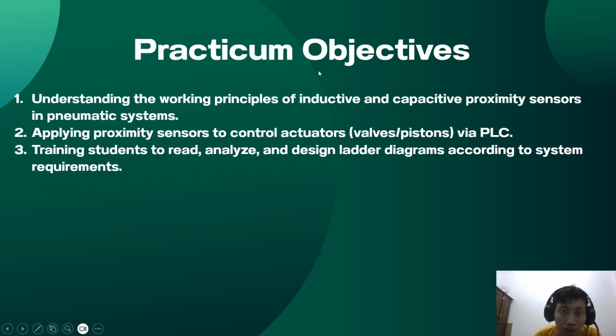Okay, practicum objective 1. Understanding the working principle of inductive and capacitive proximity sensors in pneumatic systems. 2. Applying proximity sensors to control actuators, valve or piston via PLC. Training students to read, analyze, and design ladder diagrams according to system requirements.